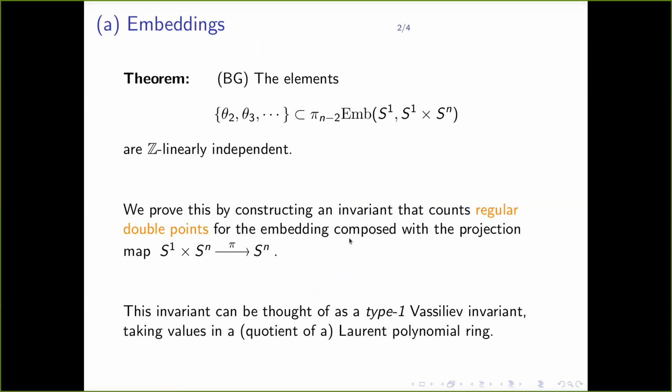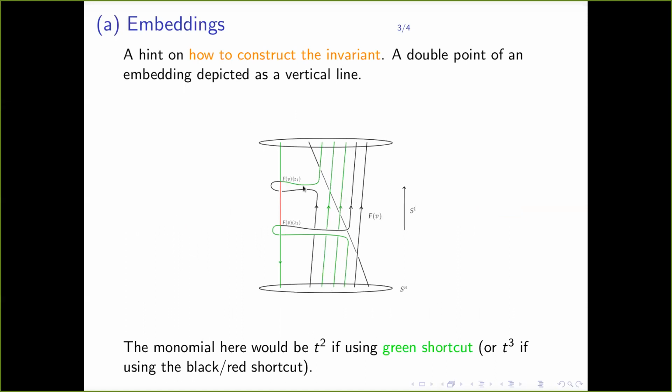Let's see. Yeah, so the argument is that they're linearly independent. You count double points for this projection map for the family of embeddings. When you have a double point that is regular in this transversality sense, you can associate to it a Laurent polynomial ring, technically a quotient, valued invariant. And let me tell you how that works.